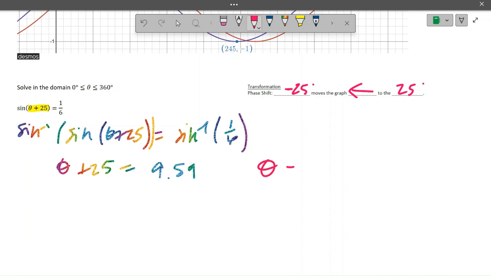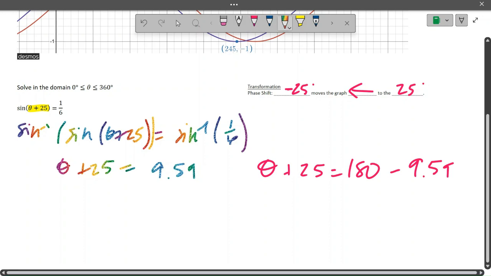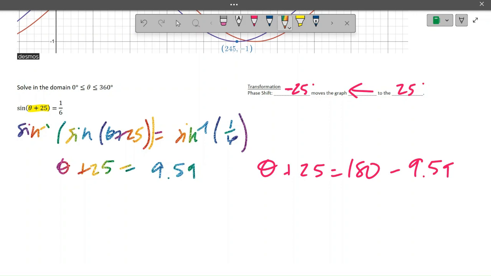At this point, I am going to set up my property that looks like this. Theta plus 25 degrees is equal to 180 degrees less 9.59 degrees. You're going to notice I'm saying degrees, but I'm not writing degrees because sometimes those little degree marks end up looking like zeros, and then that's just bad news. All right, so we are going to solve the left side. So I'm moving the 25 degrees over. When I do that, I get theta equals negative 15.41 degrees.